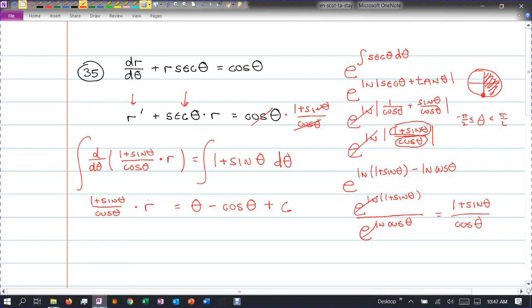Now, I wonder what the book does. Do they solve for r? They did not, and I will not. So this is it. I'll just leave it like this. All right. Moving along. 36.